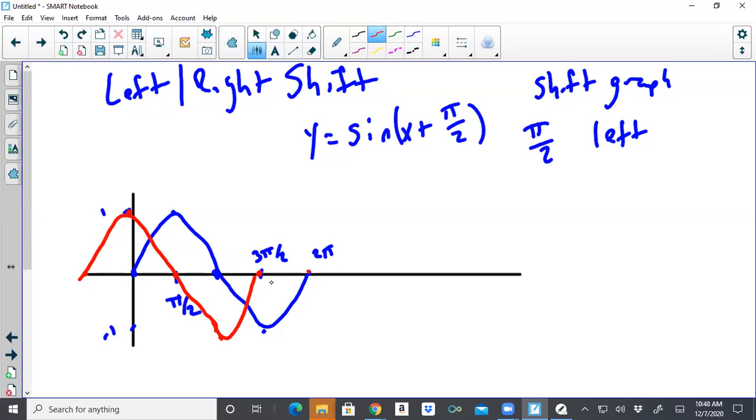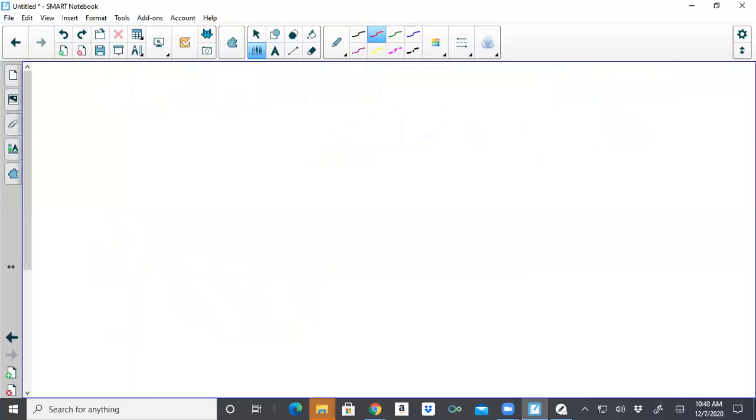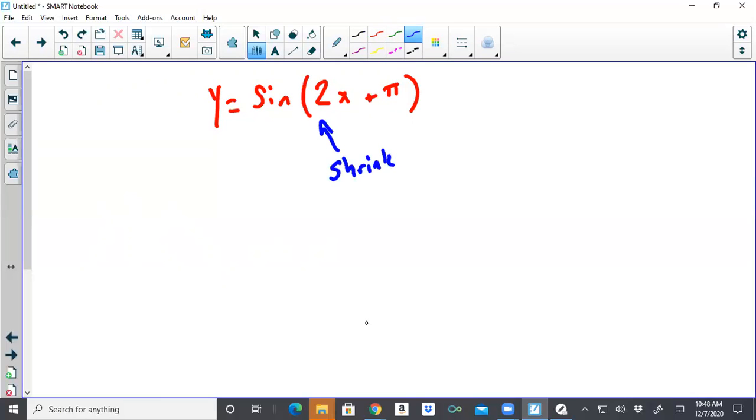So what I have to do is take the shrink into account. If I had something like y equals sine of 2x plus pi, this is not a pi unit left shift. Because right now, I also have to take into account that this is going to shrink the graph by a factor of 2. If my graph is half as big as it was at the beginning, shifting it pi units is shifting it twice as much as it should shift.